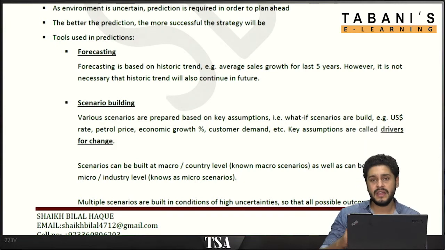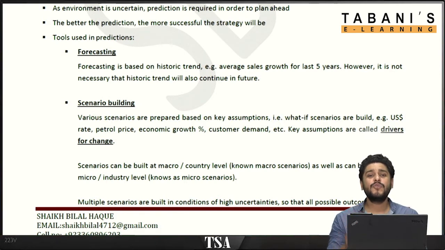For example, if the US dollar rate tends to decline, will I be in a better position to earn profit? Or I can even say, if petrol prices are increasing, will I be getting more and more sales in the automobile industry? If the economic growth trend is declining, will I be able to generate sales of something which is considered a luxurious item?